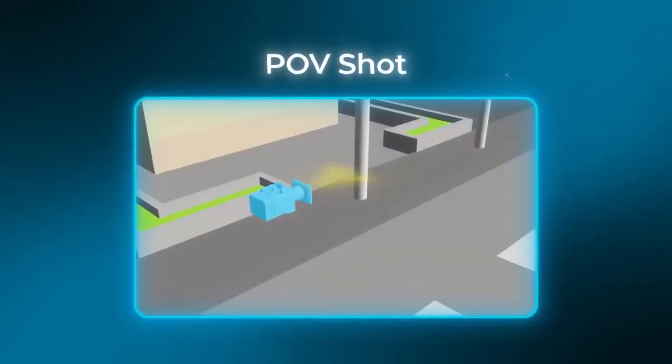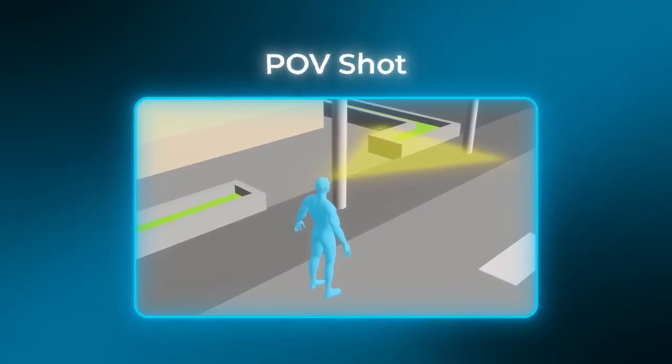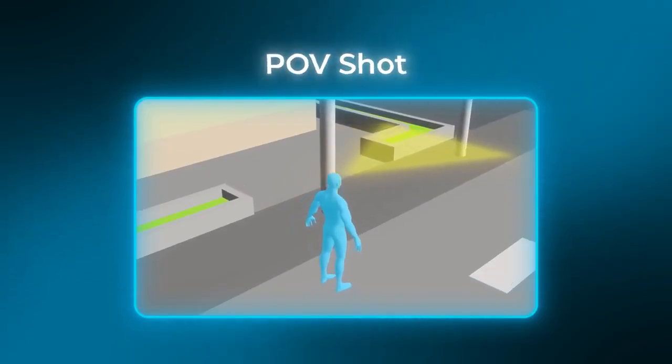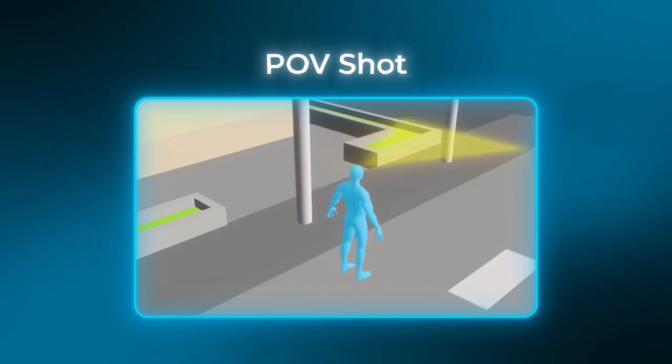A POV shot puts the camera in the character's perspective, and the viewer sees exactly what the character sees. It's useful anytime you want to pull the audience into a moment and make them feel like they're inside the scene rather than watching it from the outside.